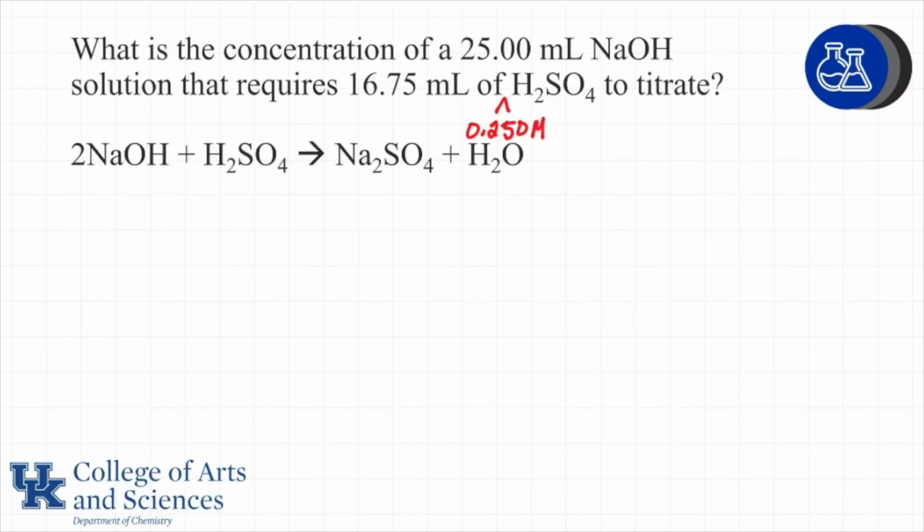Let's look at another example. What is the concentration of a 25.00 milliliter NaOH solution that requires 16.75 milliliters of 0.250 molar H2SO4 to titrate? Sorry, I left out that concentration.